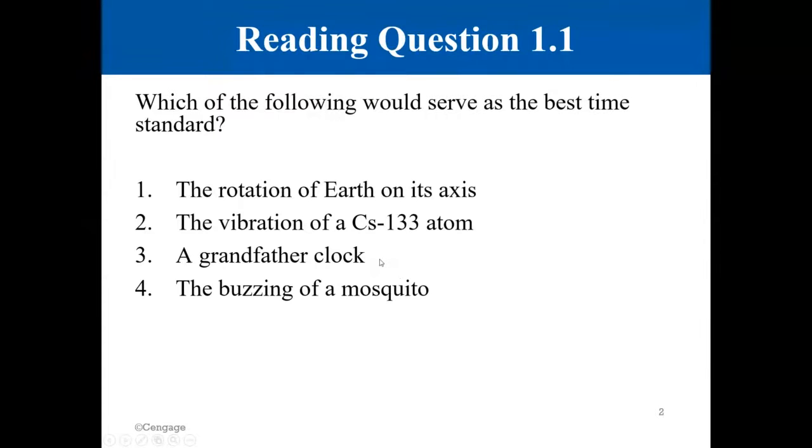So this does not apply to a grandfather clock. It doesn't apply to the buzzing of a mosquito. The rotation of Earth on its axis also changes, depending on where we stand on Earth. The one unit that is fixed wherever we are is number 2, the vibration of a cesium-133 atom. This is fixed. No matter where you try to check the period of this vibration, it will always be the same. So we use this as a reference when we measure time.